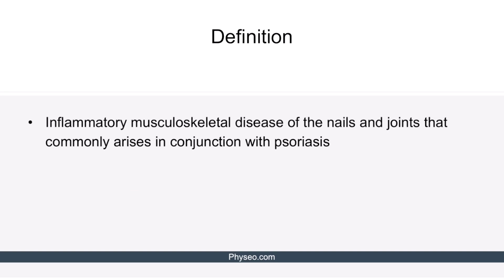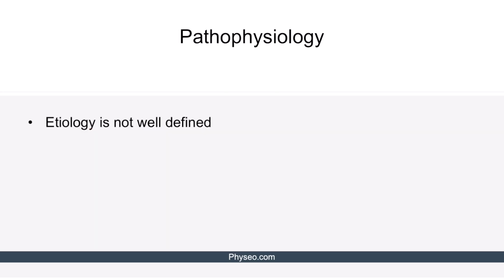Psoriatic arthritis is an inflammatory musculoskeletal disease that primarily involves the nails and joints. Its name arises from the fact that it is commonly seen in patients who have already been suffering from psoriasis for a period of time. And as with many disease processes, the etiology of psoriatic arthritis is not well defined.